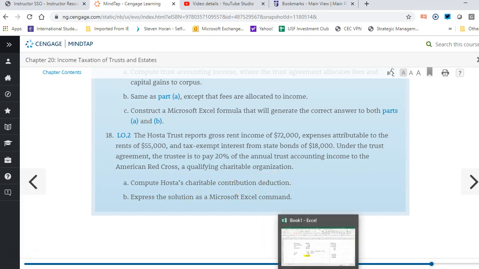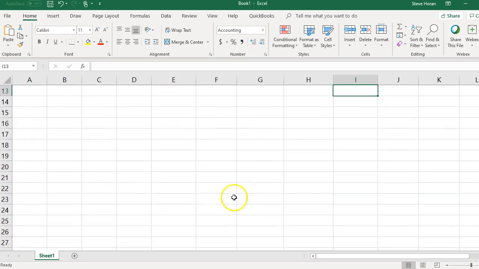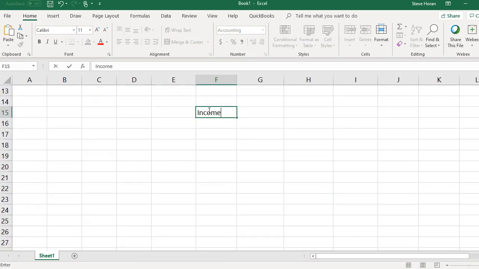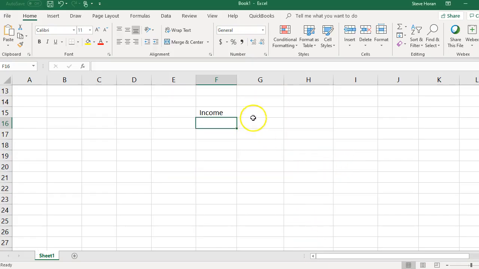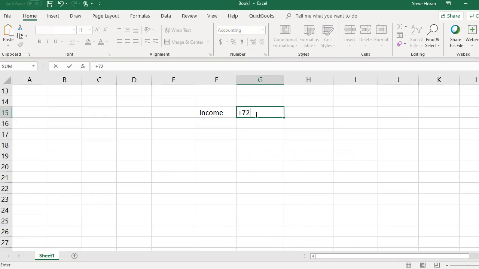Okay, so we'll go ahead and do that. So it's really not too tough of a calculation. You start out with what their income is, and their income was two things. We'll go back to the question. $72,000 rent income, $18,000 of tax-exempt interest income. So I go ahead and add those two together.